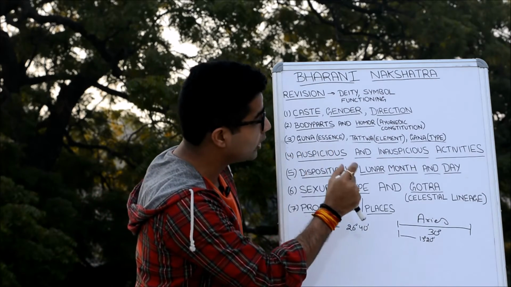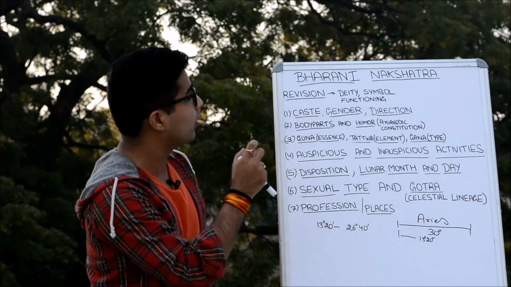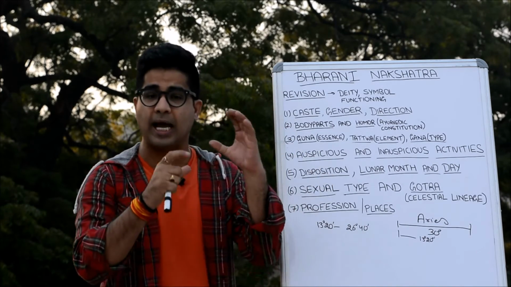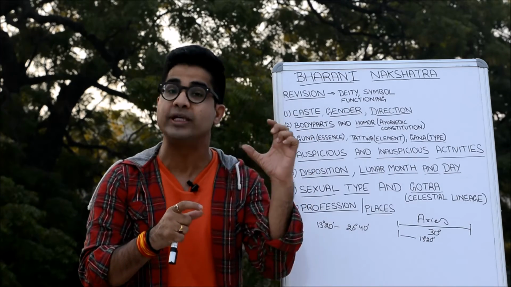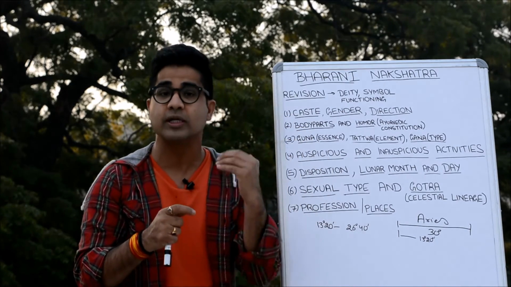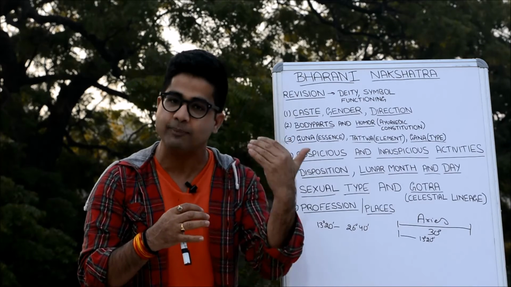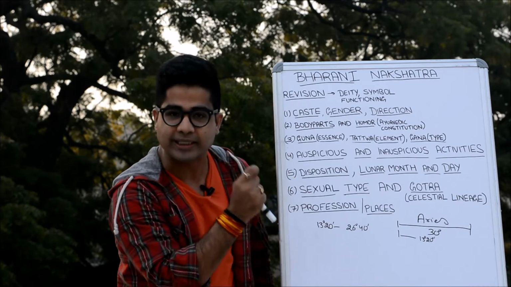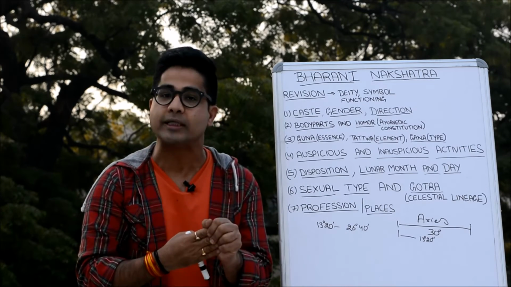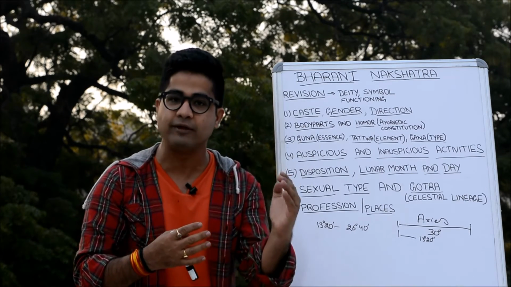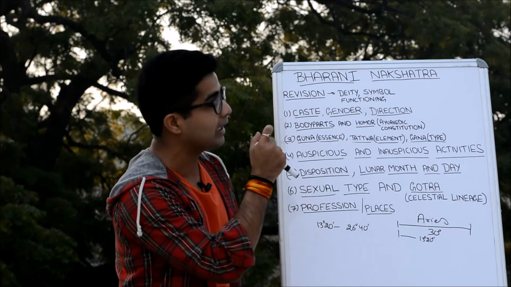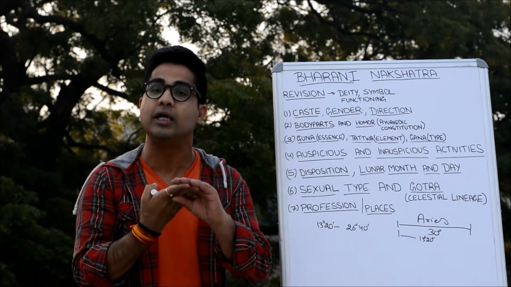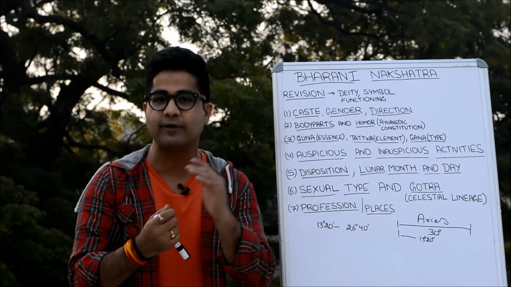Next, the disposition, the lunar month and the day. So when it comes to the lunar month and the day, as per the Hindu lunar calendar, this nakshatra falls in the second part of the Ashwin month, which falls in the month of October. And when it comes to the days, the fourth day, the Chaturthi of both the waxing and the waning phases of the moon is attached to this nakshatra of each month.